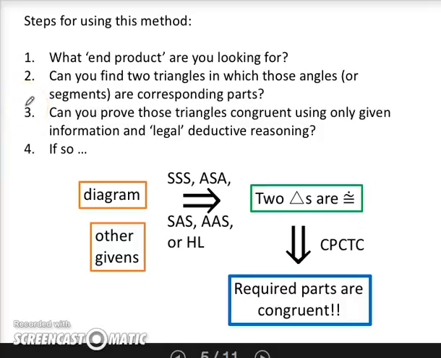In other words, we're not going to use circular reasoning here. We're not going to use the end product, what we're looking for, to prove the triangles congruent. We need to use the other information that's already been given or deduced. If so, then you can use this proof outline to show that the required parts, whatever you're asked for, are congruent.